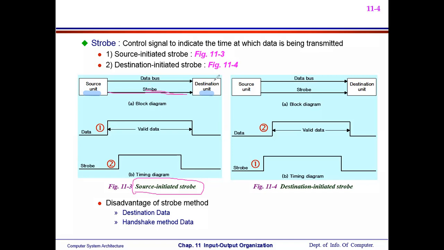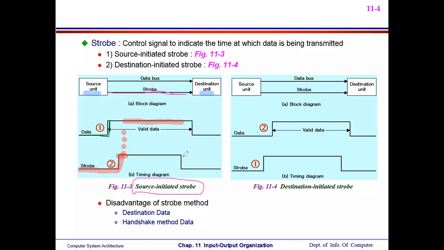Now observe the first one. Here this is the data signal, so data is transferred from this point. But when will the data be transferred? That is based on this strobe. Here the data is highlighted. Now from this point the strobe is started. When the strobe is highlighted, at this point the data is validated and transferred to the destination unit. Understand? Data is transferred to the destination unit.